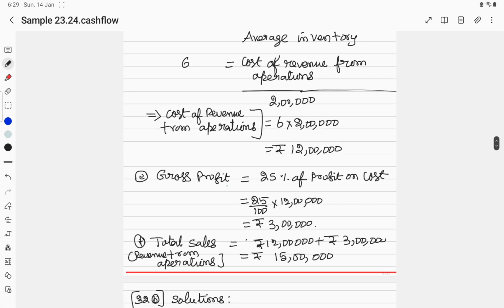After that, gross profit is 25% profit on cost. They have given 25% profit on cost. Therefore, 25% of 12 lakhs is equal to 3 lakhs. Then we know that sales is equal to gross profit plus cost of revenue from operations. That is rupees 15 lakhs.